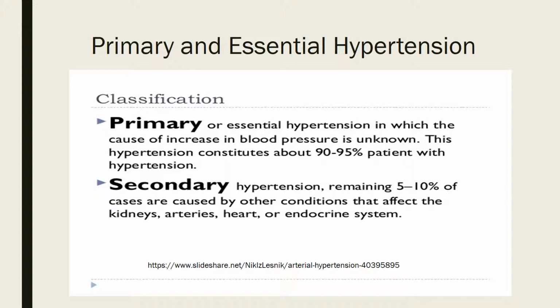Okay, so primary and essential hypertension classification. So the difference between the two: primary or essential is going to be 90 to 95% of your clients that you will see. They don't know why they have hypertension. It's no known cause. A lot of times it just occurs. Versus your secondary is that other 5 to 10%, and this is caused by some other condition that is going on within the body. So kidneys, arteries, heart, endocrine system.